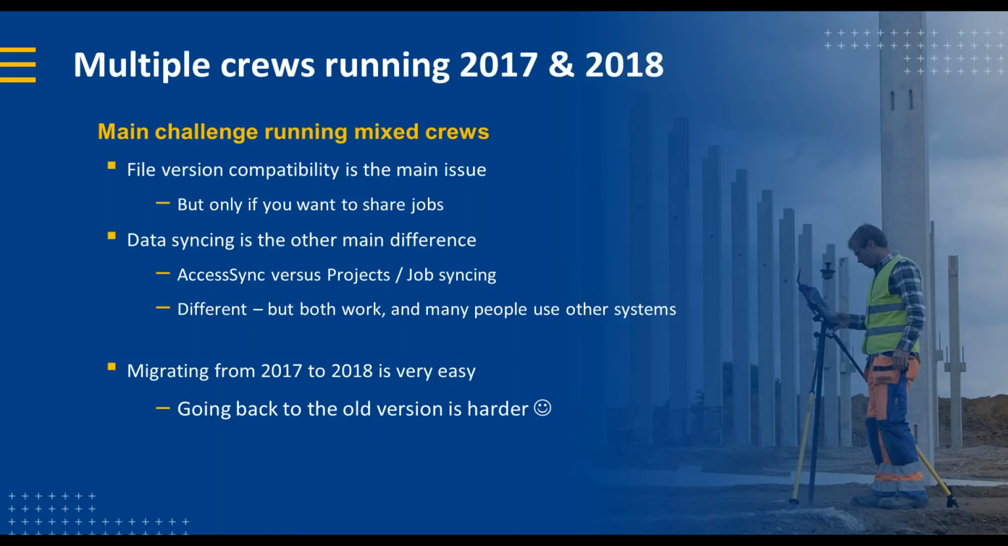And the other main difference is really around the data syncing. So in the old Trimble Access, we've got Access Sync, which is just syncing individual files, versus Trimble Sync Manager, which is doing projects and jobs. So the process there is quite different, but both work. There's no reason why you can't use both if you've got mixed fleets.